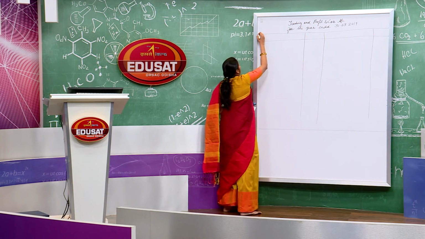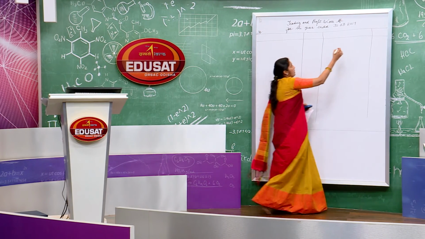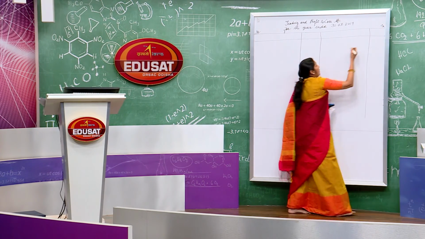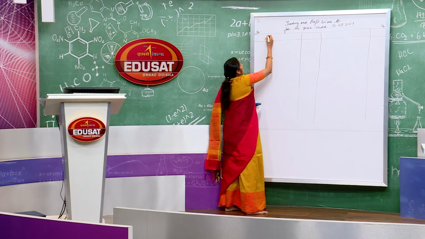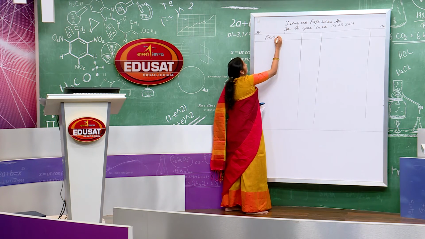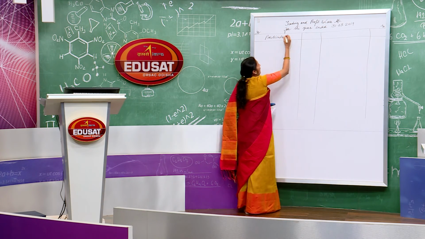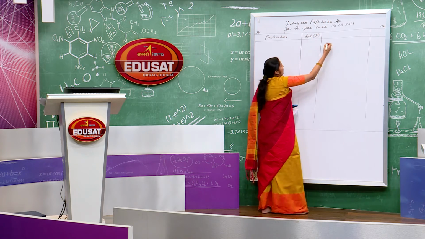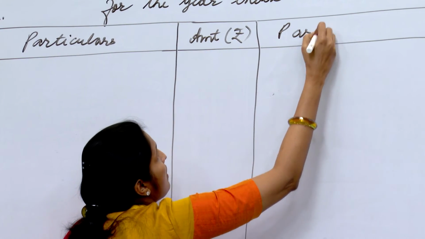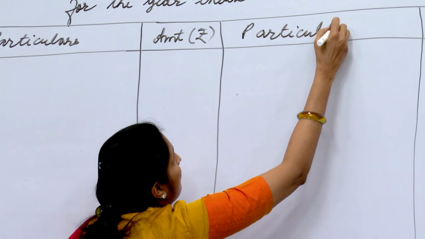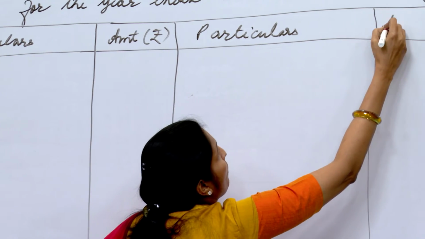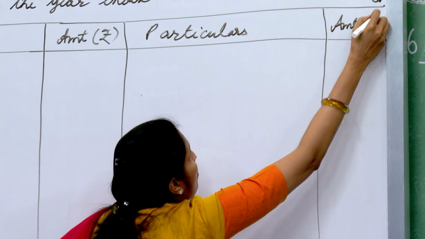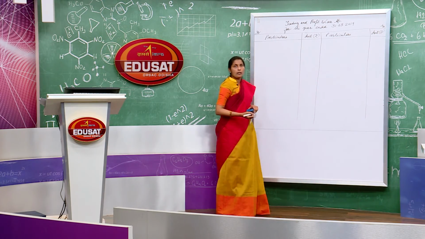This is the debit side and this is the credit side. And we have here particulars, then we have amount, again we have particulars, and here we have amount in rupees. So, let's get started with the debit balance.